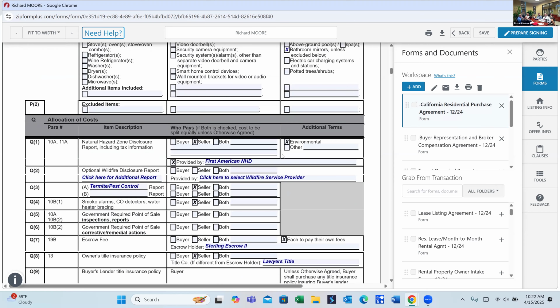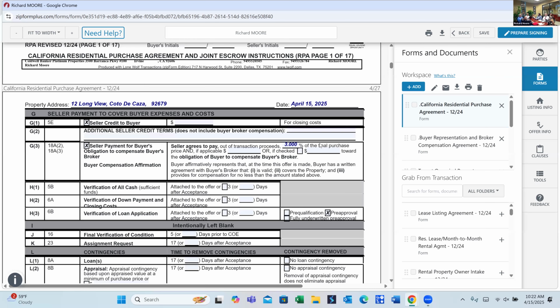So if we look at section G3, buyer firmly represents that at the time this offer is made, buyer has a written agreement with buyer's broker that is valid, covers the property, and provides for compensation no less than the amount stated above. So if you have a 2% buyer representation agreement, don't ask for any more than 2% on the purchase contract. Otherwise, seller has no obligation to pay. In my buyer representation agreement, I said 2%. If I put 1% in here, that's fine. Then your buyer has the obligation to pay that 1% differential. So yeah, that would be ugly, huh?